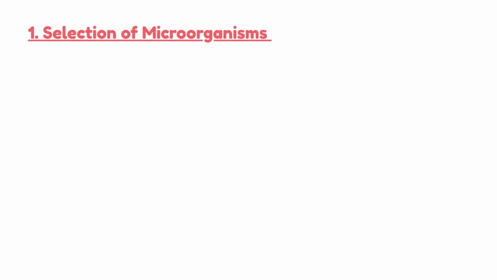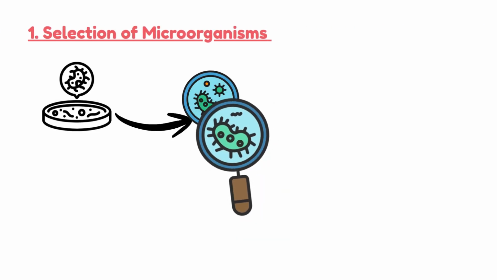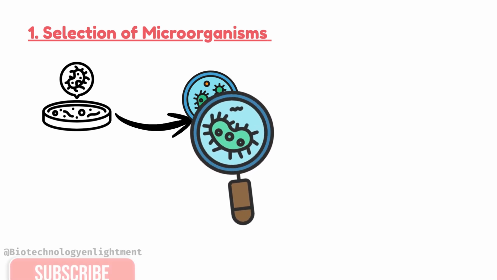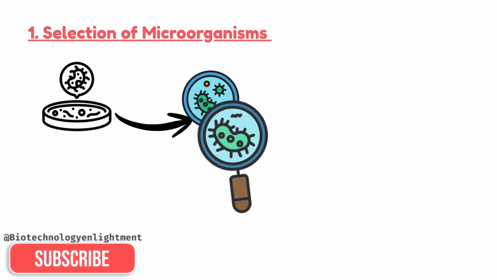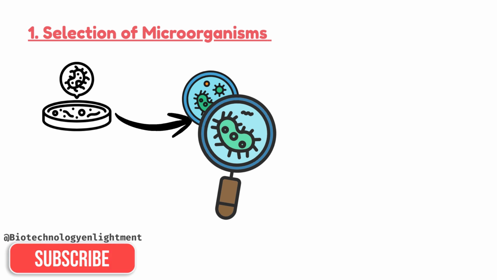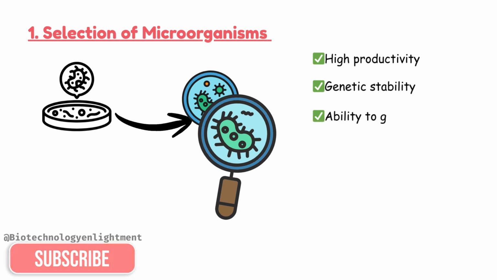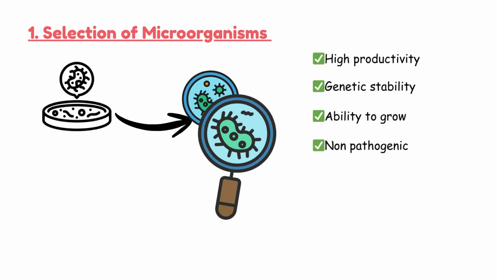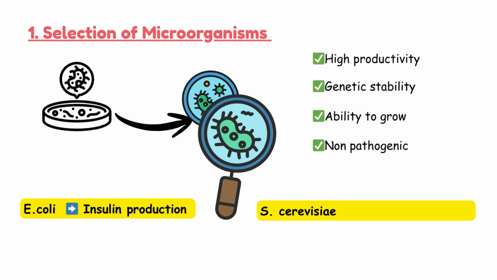Step 1, selection of microorganism. It is the first step where a suitable microorganism or cell line is selected. It can be bacteria, yeast, fungi, plant or animal cells. There are some parameters for this selection of organisms: they should have high productivity, high genetic stability, the ability to grow on a cheap substrate, and they should be non-pathogenic in nature. For example, E. coli strains are specifically selected for insulin production, or Saccharomyces cerevisiae is selected for ethanol production. So the selection of microorganisms is very specific to the product formation.